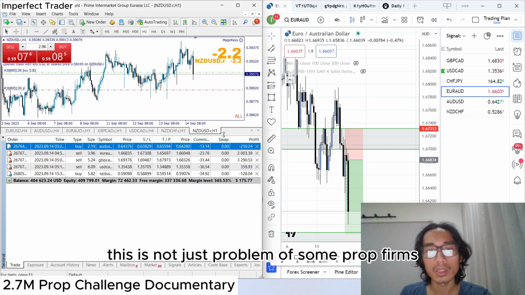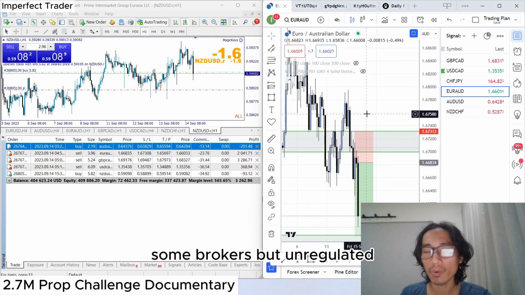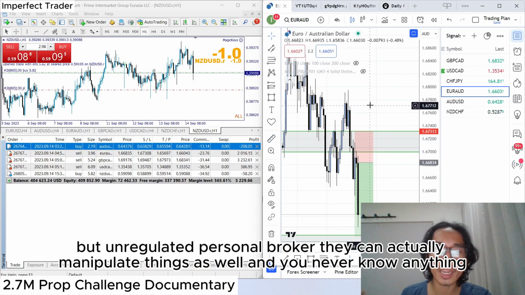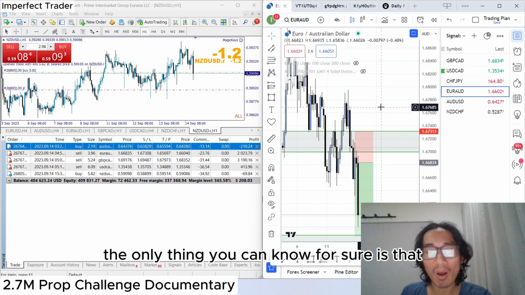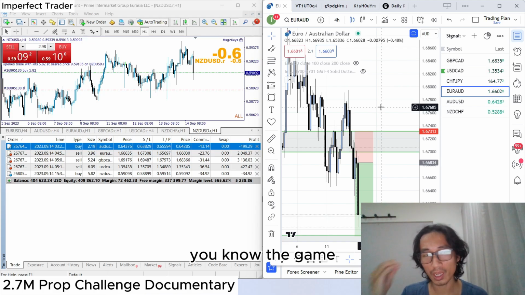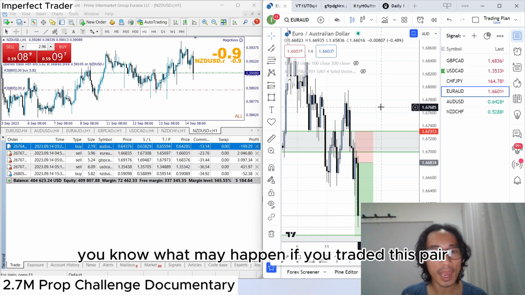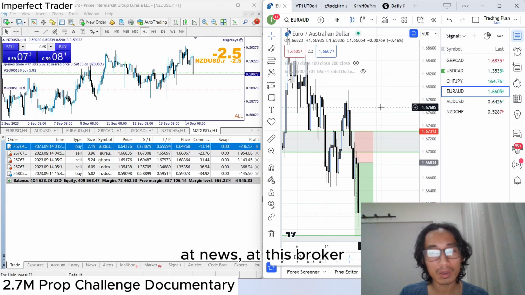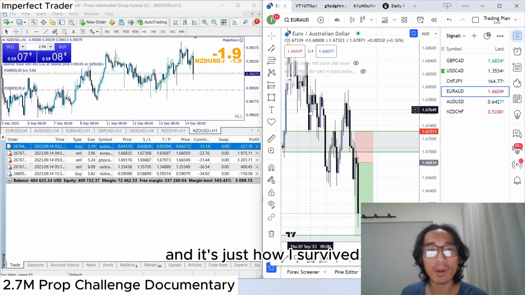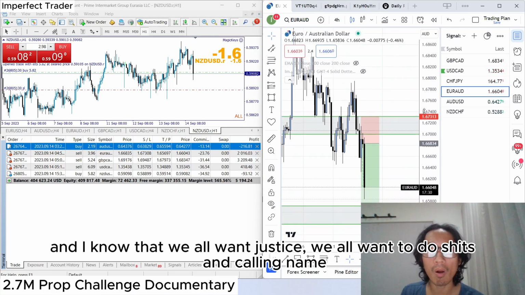This is not just the problem of some platforms or brokers, but unregulated personal brokers can actually manipulate things as well, and you never know anything. The only thing you can know for sure is that you spend your money, you take the experience, you know the game, you know the rules, you know what may happen if you trade that pair at news with that broker, so the next time you don't do it again. And that's just how I survive. And I know that we all want just that.